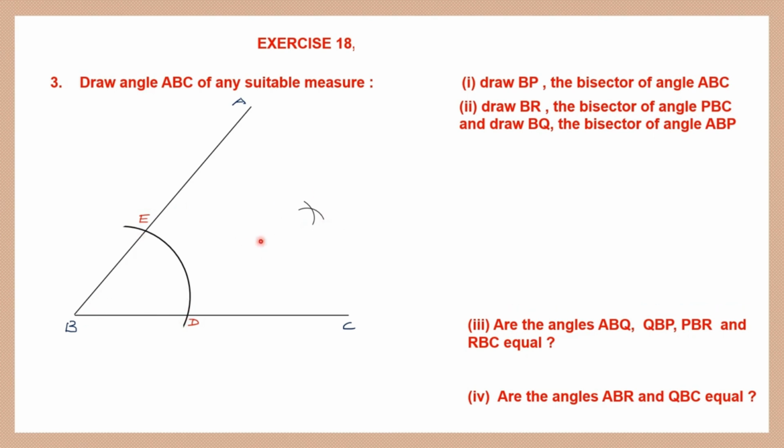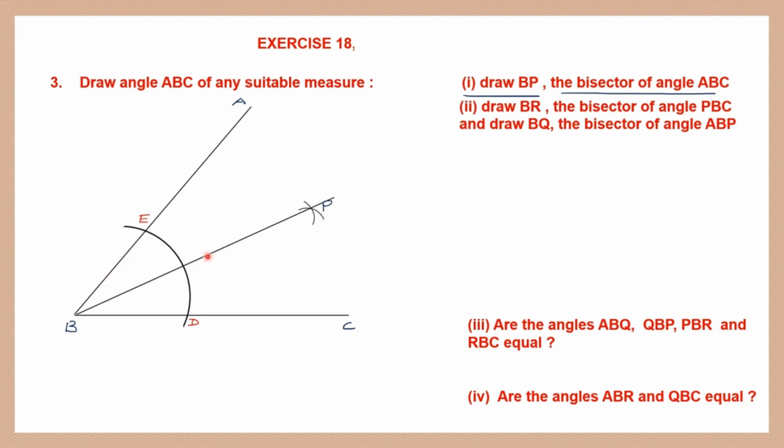Now join B and the intersection of this arc. Now the intersection of this arc, let's name it first. We'll name it as P. So this is the point of intersection of the two arcs. Now look at the question. It says draw BP. So let's join that, and we have drawn BP, and that is the bisector of the angle ABC. So BP is the bisector of this angle ABC.